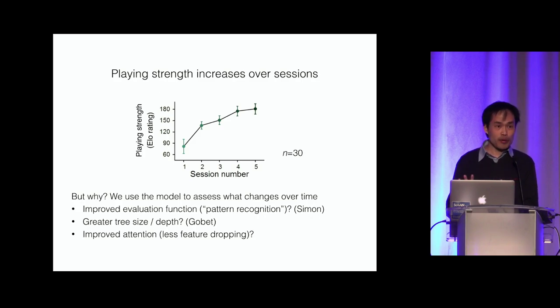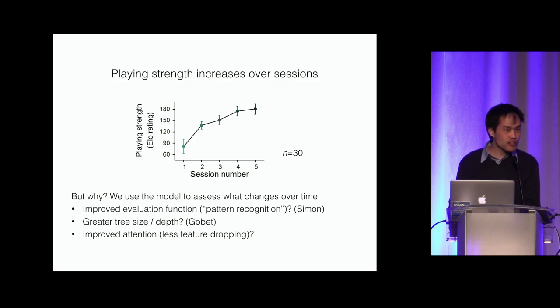So we have 9 parameters, but I'm going to summarize these parameters to you in terms of these 3 summary statistics. Evaluation function, the size of the tree, and the feature dropping rate. Right? So you can now raise your hand if you think any of these 3 changes in expertise. So you can vote more than once if you want. So who thinks that experts have a better evaluation function in this game? Who thinks that experts have a greater tree size in this game?